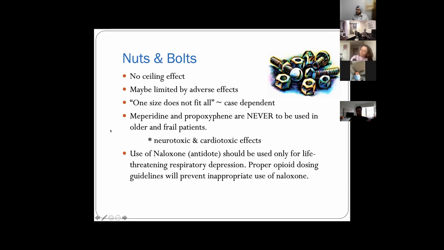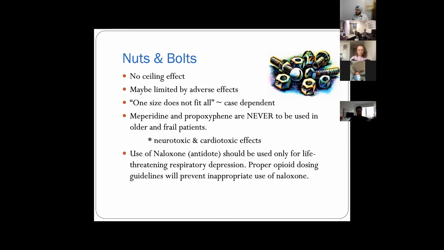When that happens, we can have an open line of communication and talk about different strategies to help mitigate their pain without using opioids. One size does not fit all, and we just need to be mindful of that. Also, avoid the use of meperidine and propoxyphene because of the significant neurotoxic and cardiotoxic effects that these medications have, especially for older and frail patients.